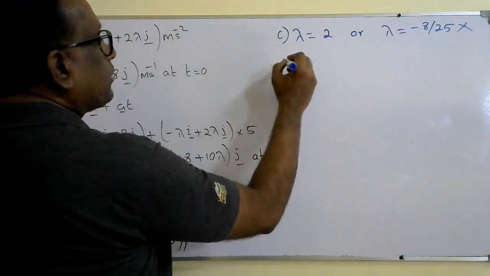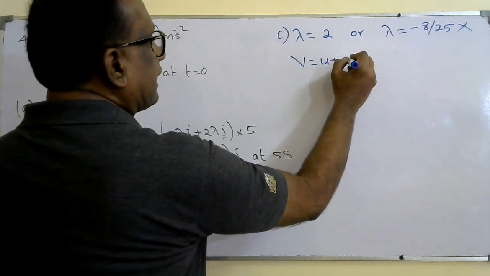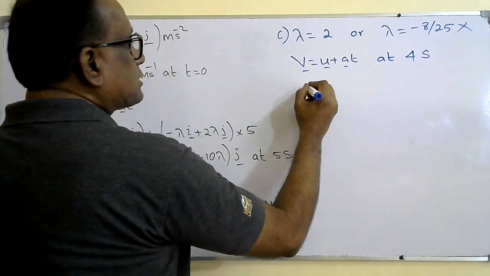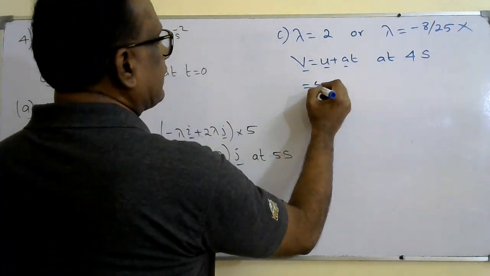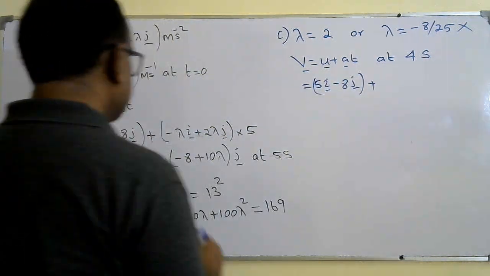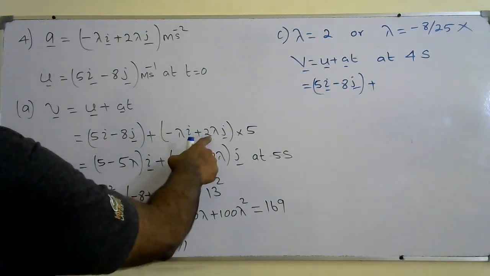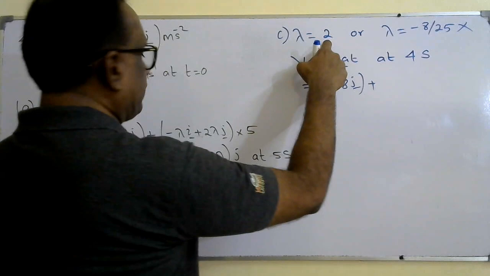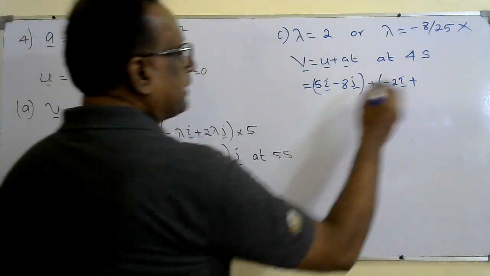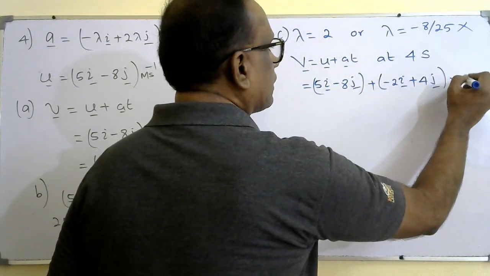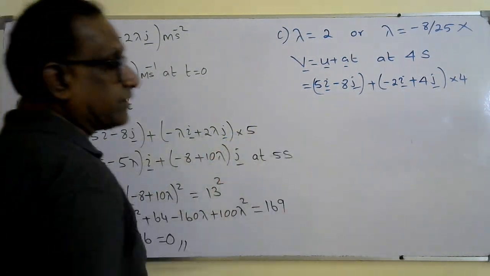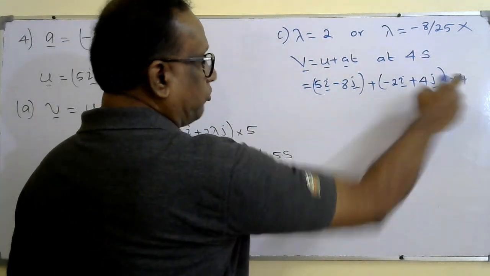So lambda equals 2. We'll use v equals u plus at, at 4 seconds. So it's going to be u, we know that, 5i minus 8j, plus the acceleration, which is minus lambda i plus 2 lambda j. So minus lambda means minus 2i. Lambda we found, so minus 2i plus 4j, into 4, because they asked to find at 4 seconds. Earlier we found it at 5 seconds. Now they are asking to find the direction of motion at 4 seconds. So I substitute time 4.